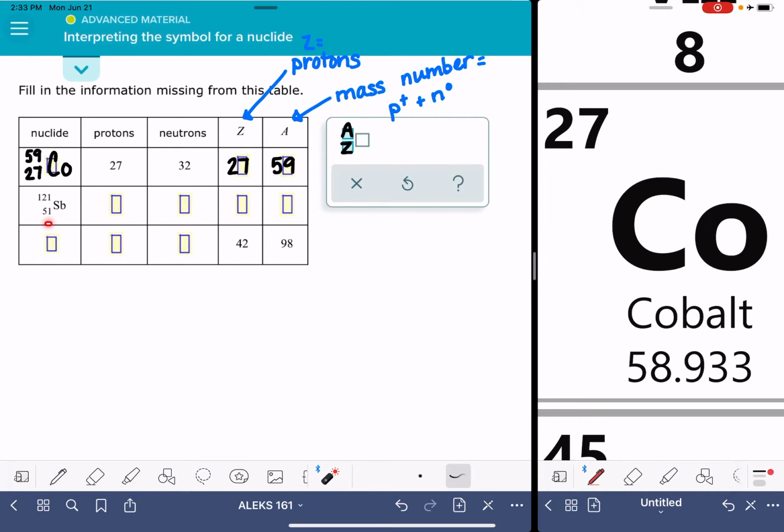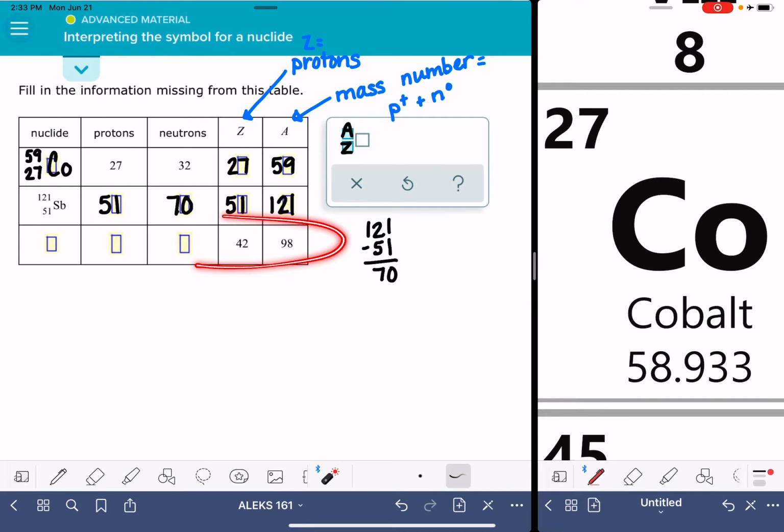Let's look at the second one. This one is Sb, that's antimony. Remember that this in the bottom left-hand corner, that's our Z, it's 51. And that is also the number of protons, 51. 121 is our mass number. That is our A. 121 is the mass number. The number 121 is going to be the protons plus the neutrons. So I'm going to go 121 minus 51 is a 70. That's the number of neutrons that I have.